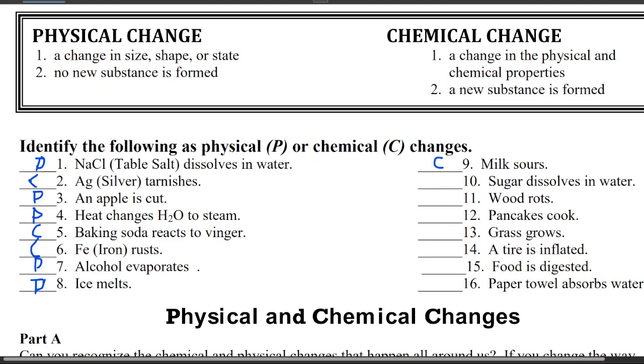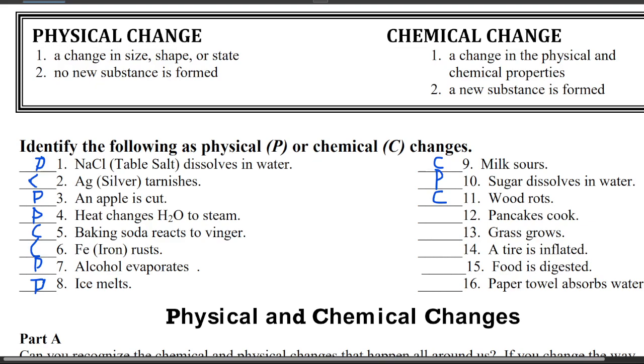Number 10, sugar dissolves in water, goes hand in hand with number 1. Dissolving in water is not a chemical change. Number 11, wood rots. This one takes a little more practice to understand. Just know that it is a chemical change. Something rotting, you can think of it as similar with the milk souring. It doesn't necessarily form a precipitate, but you can think of it as a chemical change. It's reacting with a lot of other different things.